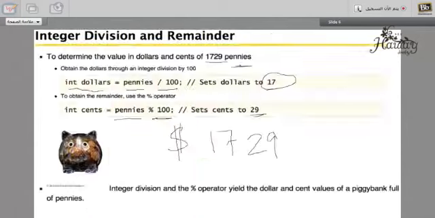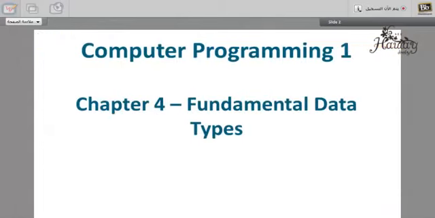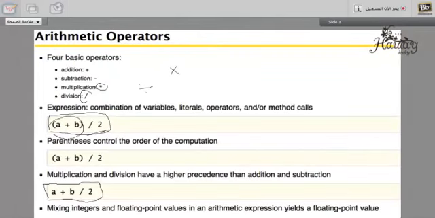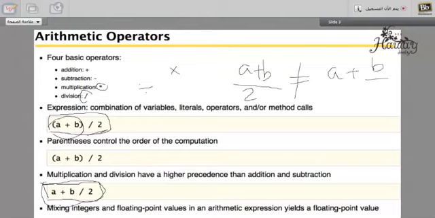Now, remember the first question I asked you at the beginning of the lecture? I said, what will happen if we do not have brackets? By the way, A plus B divided by 2 does not equal A plus B, then divided by 2. They are different. So we need to find a way to work out this equation, or Java will find a way for us.